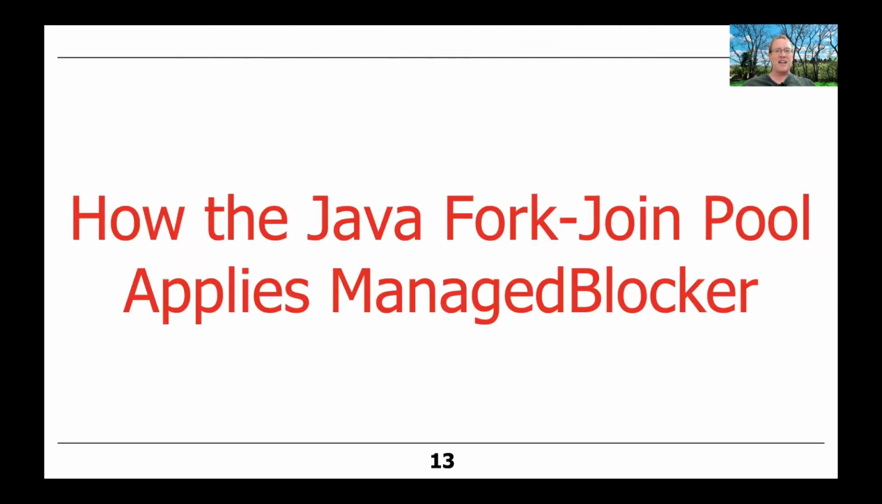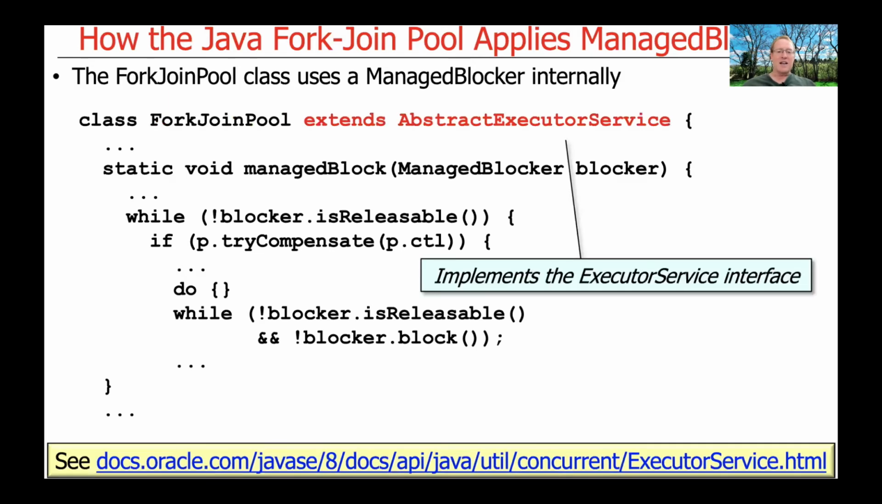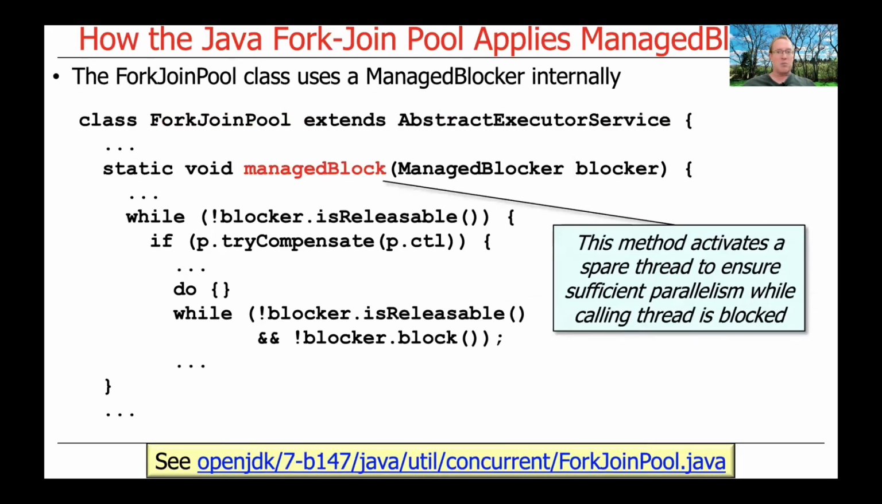So let's go ahead and take a look and see how the Java common fork join pool actually applies ManagedBlocker in practice. And here's what the code looks like. I'm not going to show every piece of the code and talk through all the parts of the fork join implementation. It's very complicated, but here is the essence of it. You can see here that the fork join pool class extends the abstract executor service. And you can see all the source code if you look at the link at the bottom of the slide. And you can see here that there's a managedBlock method, and this method will take a ManagedBlocker, as we'll see in a moment, and it's also a static method.